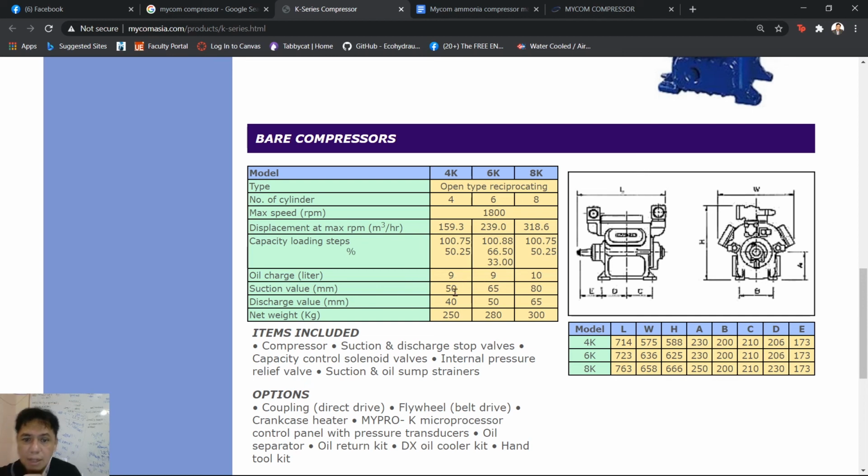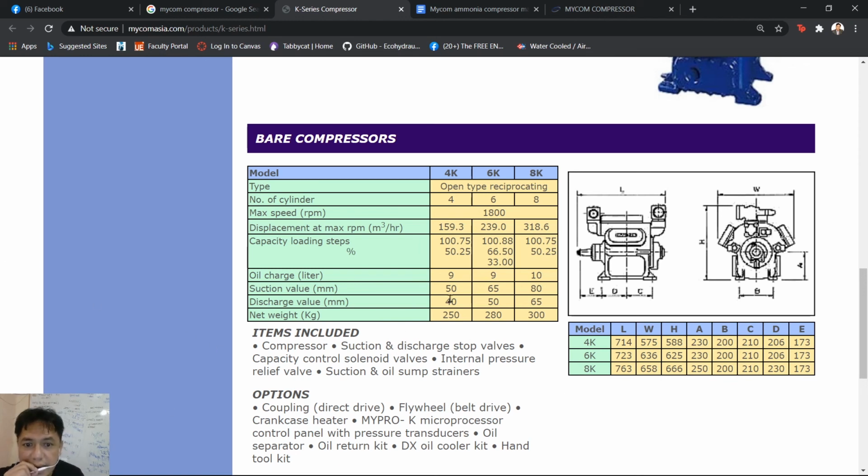Suction valve, ano ba yung suction valve? Diameter to, no? As you can see, if you compare the suction and discharge, ano yung mas malaking diameter lagi, class? Suction o discharge? Hello? Ano yung malaking diameter? Suction o discharge? Suction po, sir. Suction, di ba?